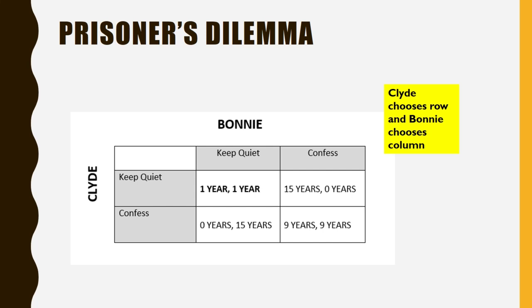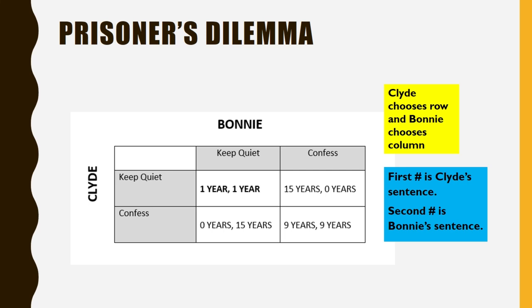Now, Clyde is going to choose a row in this game. Keep quiet or confess, right? So he's choosing a row, top row, bottom row. Bonnie's choosing a column, middle column or right column. And so the intersection of those are going to tell us what our outcomes are. Now, the first number in the box gives us Clyde's sentence, and the second number gives us Bonnie's sentence. So, for example, if they both keep quiet, they both get 1 year. But if Bonnie keeps quiet and Clyde confesses, we go down to 0 years for Clyde, 15 years for Bonnie.